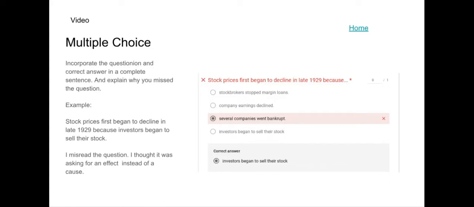The second part of your corrective would be why you missed it. So this student answered, several companies went bankrupt. When I see this, I assume that maybe the student read this as an effect, that they went too quickly through the question. So their corrective would be, I misread the question. I thought it was asking for an effect instead of a cause. That is a substantial explanation as to why you missed it.